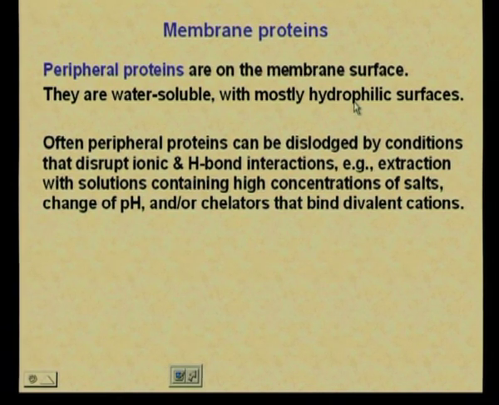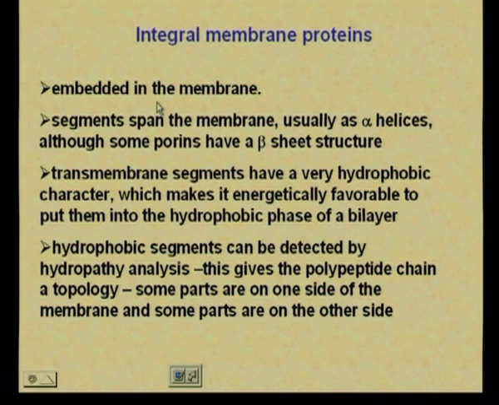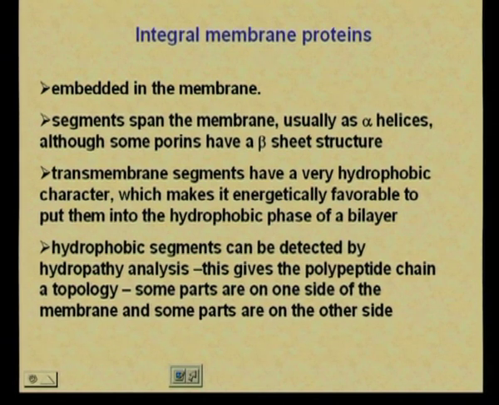So, what can you do? You can just wash them off the membrane. How? By adding specific chemicals or specific components that are going to disrupt the ionic and hydrogen bond interactions. So, you can add urea, change the pH, and just extract the proteins that are on the periphery. But if we look at integral proteins, they are more difficult to dislodge. You understand why? Because they are traversing the membrane. So, what are the properties of the integral proteins? They are embedded in the membrane. The segments that span the membrane are usually alpha helices. Remember, in one of our very earlier classes, we studied hydropathy plots, and there we identified transmembrane helices. This is where the transmembrane helices occur in integral membrane proteins.